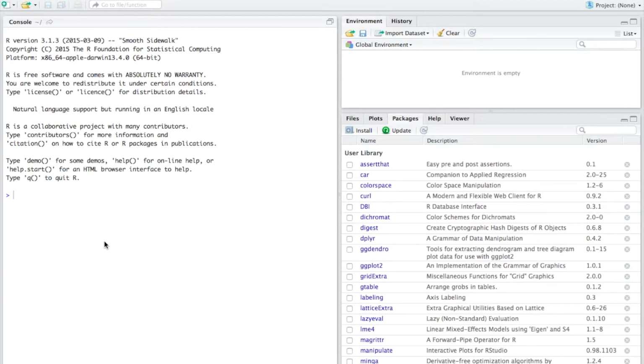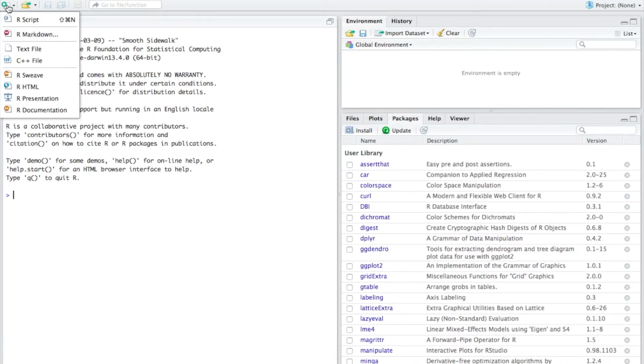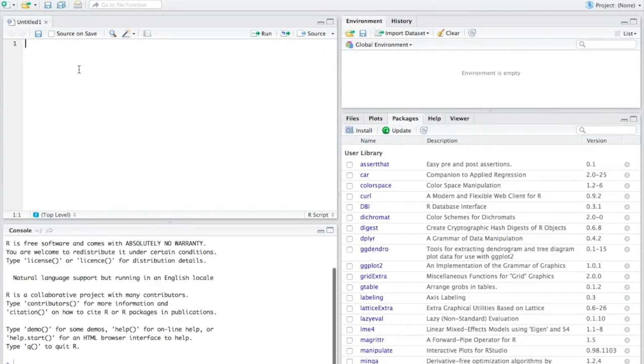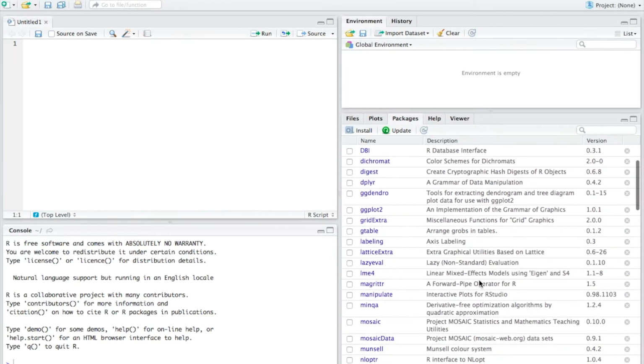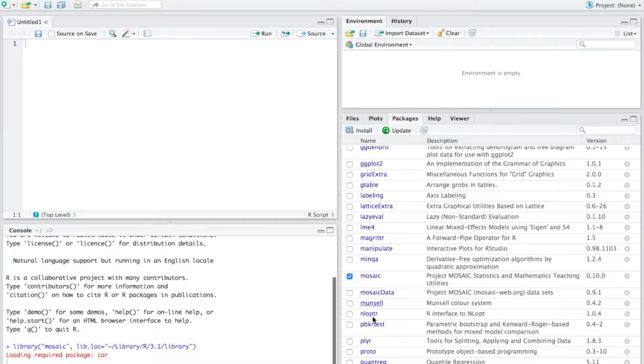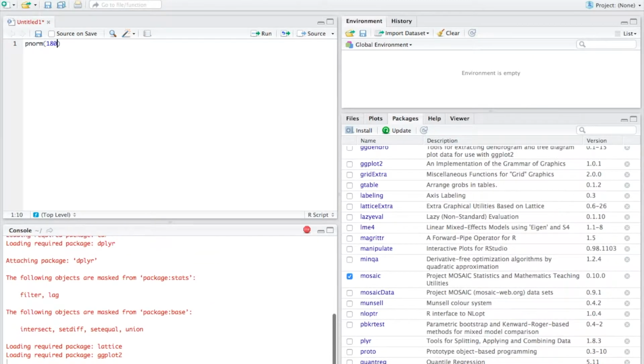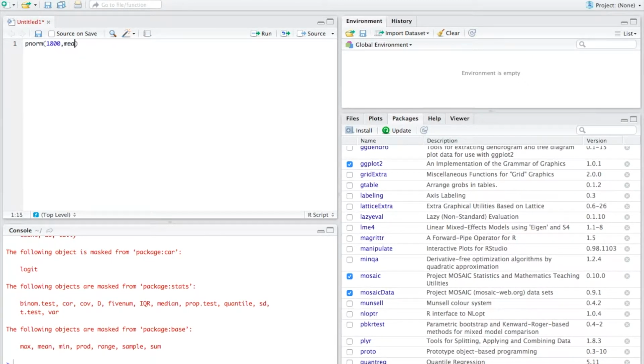So let's go through a quick demonstration of how I would actually do this in R, just to make sure that everything is clear. I'm going to open up an R script here that I can type into. I'm going to be using the Mosaic package, so I'm just going to go ahead and load that. So the first command that we talked about was the pnorm command. So we can say pnorm 1800. I can type this mean equals 1500, SD equals 300 if I want to. I can also, R will understand if I say just 1800, 1500, 300. Those are the arguments that R can take for this command.